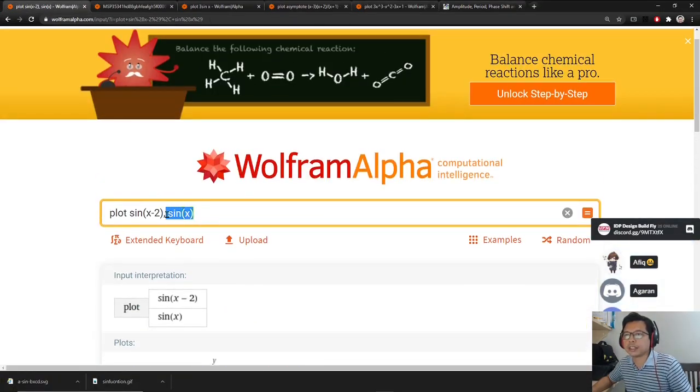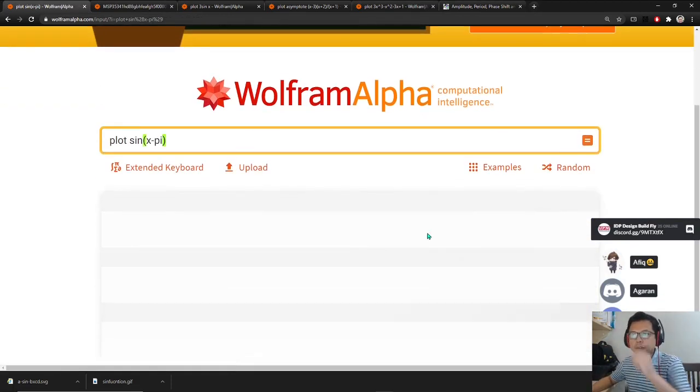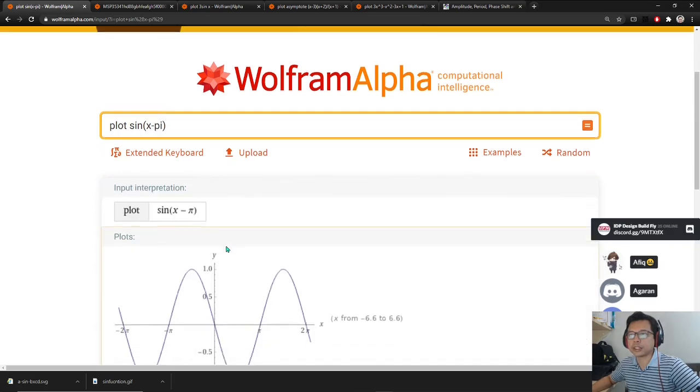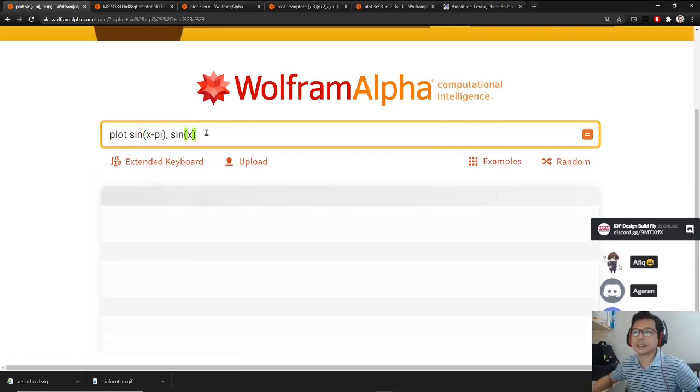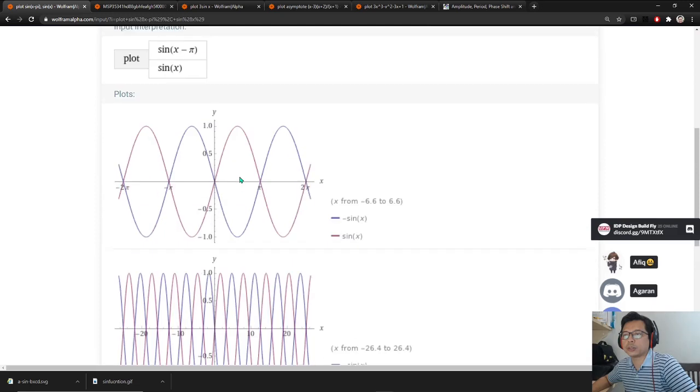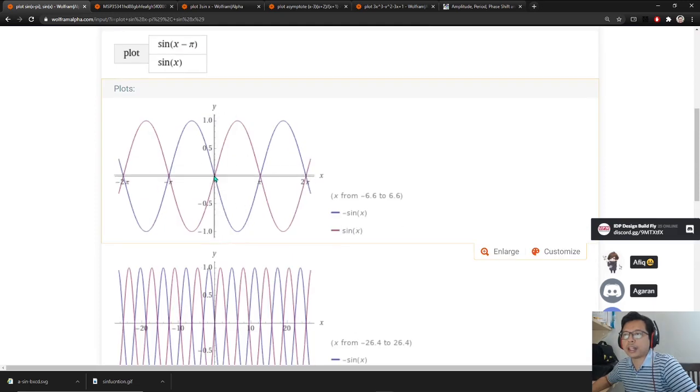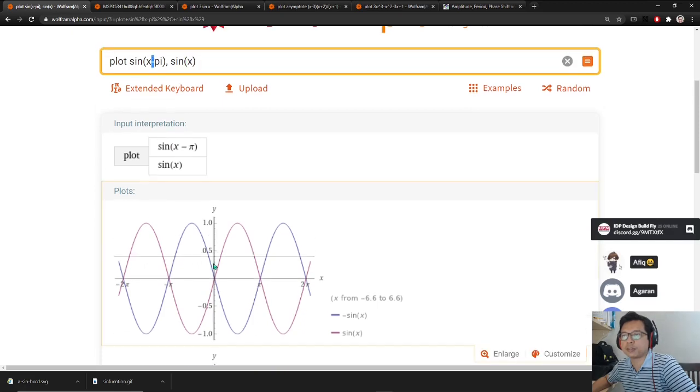So you can see if I shift it by pi, for example, because it's minus, it's going to shift it forward. Let me compare these two with sine x. This is the original sine function, and I'm shifting it by pi. I'm moving it forward by pi because it's a minus here. So you can see the whole sine function is shifted by a phase angle of pi.